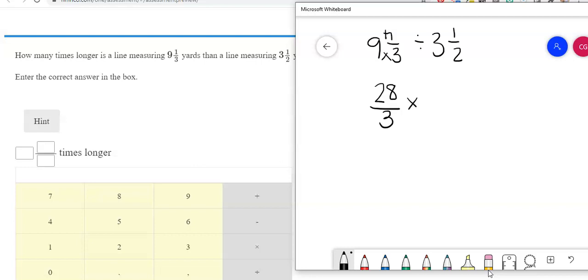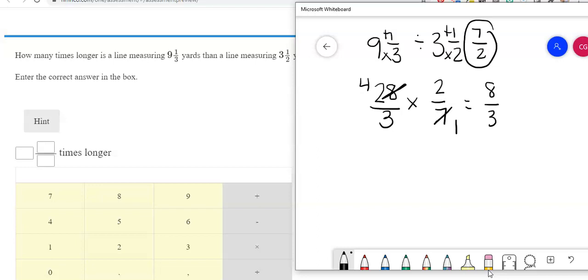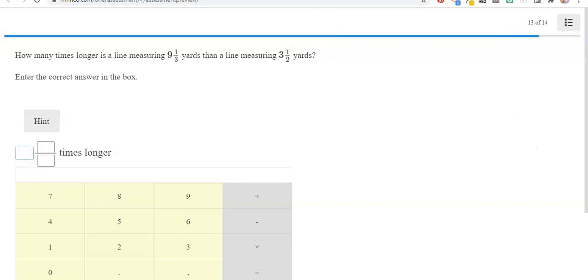So I have 28/3. Division changes to multiplication. Then I'm going to change this. So I have 6 plus 1 is 7/2. Remember, I write that over there, so I remember to flip it. I'm going to cross cancel. 7 goes into 7 once. 7 goes into 28 4 times. 4 times 2 is 8. 3 times 1 is 3. So I'm going to have 8 divided by 3. 3 times 2 is 6. 8 minus 6 is 2, so I get 2 and 2/3 as my answer. So I'm going to type that in over here, 2 and 2/3.